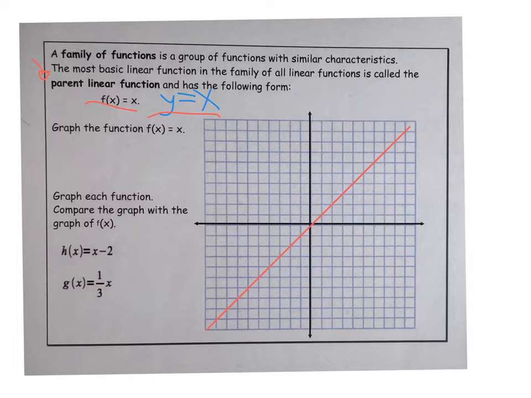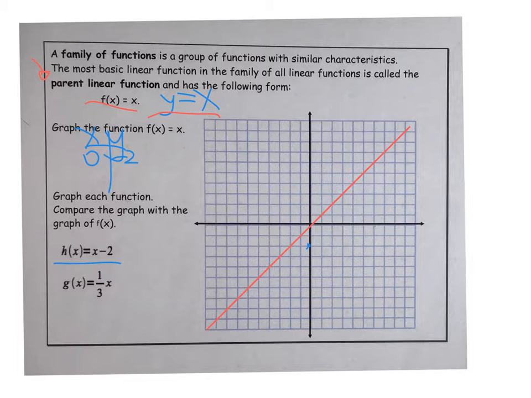So it's asking now, graph the following. Graph each function and compare the graph with the graph of f of x. So what I'm going to do is take this one right here and come up with an xy chart. I'm going to put that right here. So my x, when x is 0, y is negative 2. So that's going to go right there.